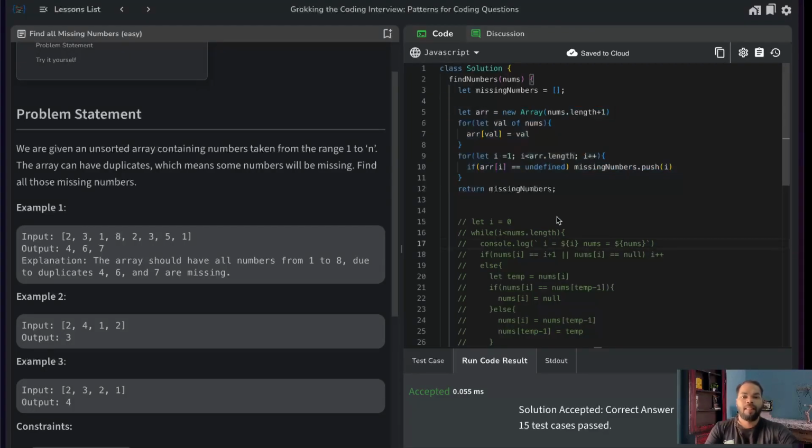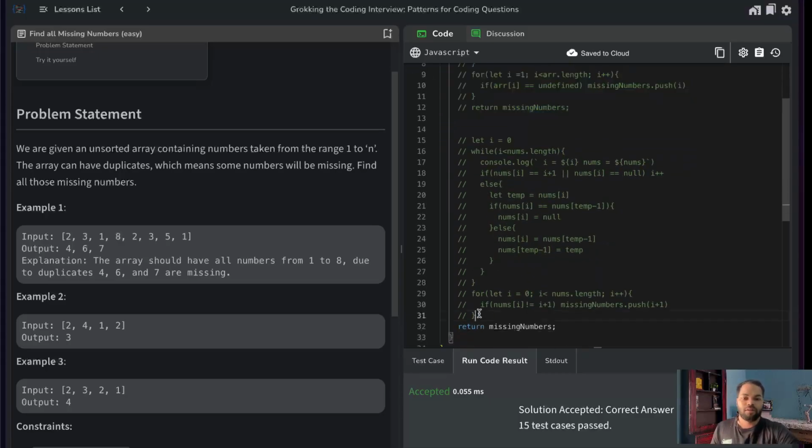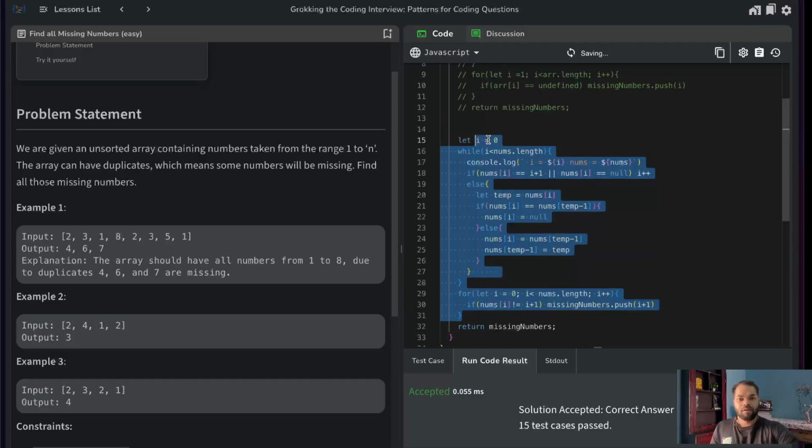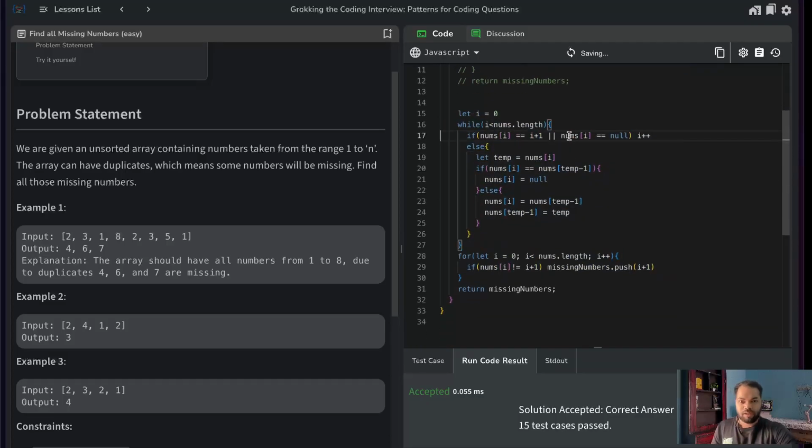Let's see that. This was the older thing, and this one is the new one. So this is the while loop. I can remove that though. Okay. This is the while loop. Pretty simple, as we were doing earlier. If the index I is equal to the value, or the value at index I is itself null, then what we'll do? I plus plus.